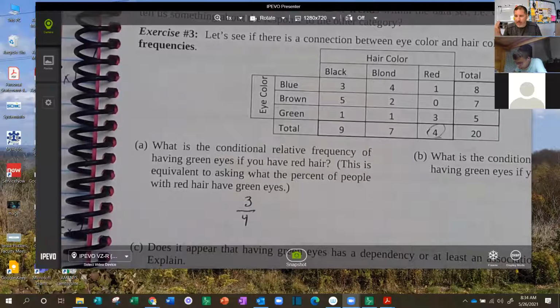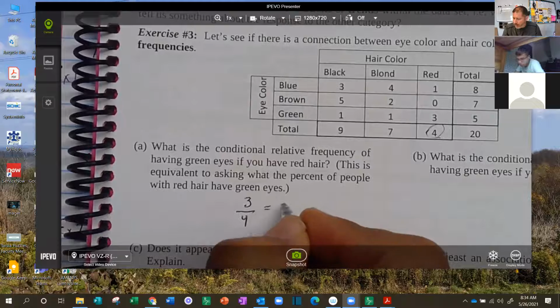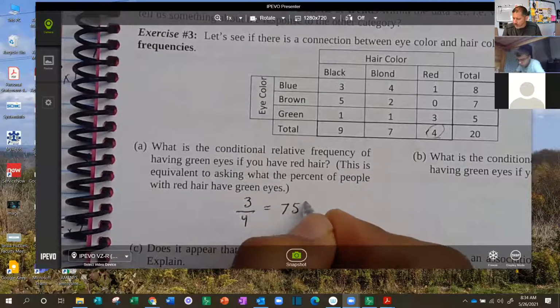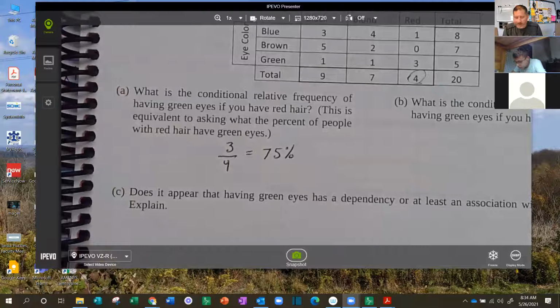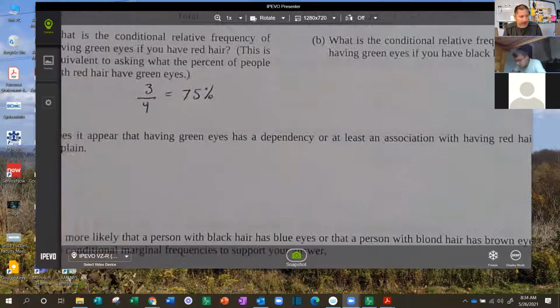So when they say if, whatever follows if is the condition you have to look under. So if they have red hair, this is a conditional frequency. It doesn't match what we did before, right? That's 75%. 75% of the total people don't have green eyes and red hair, but 75% of redheaded people have green eyes. And I'm not sure if that's true in general, but I think it is.